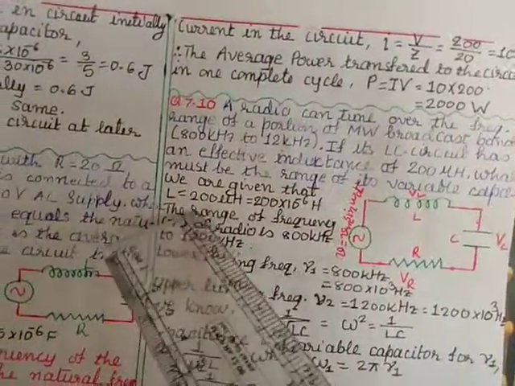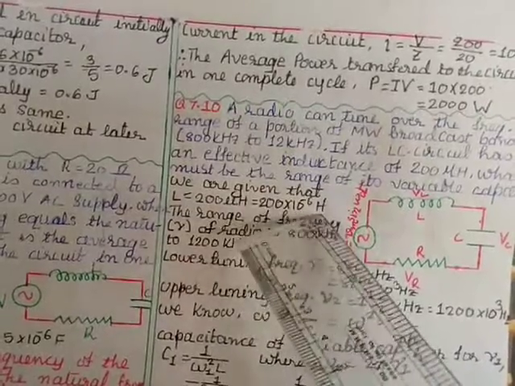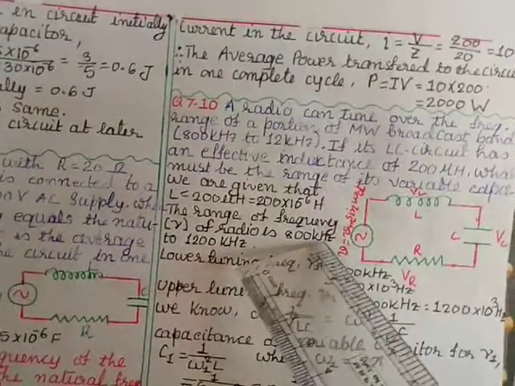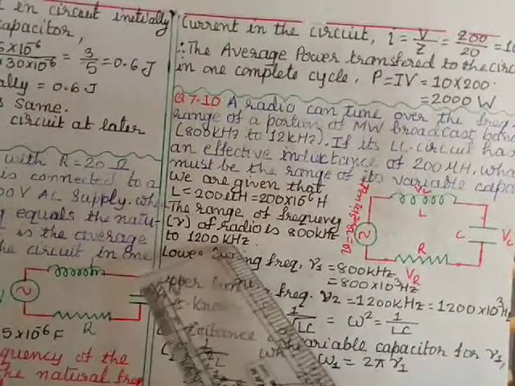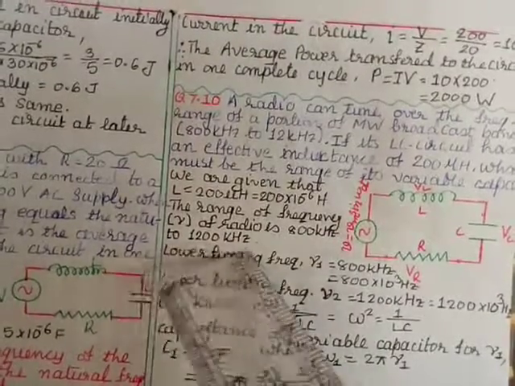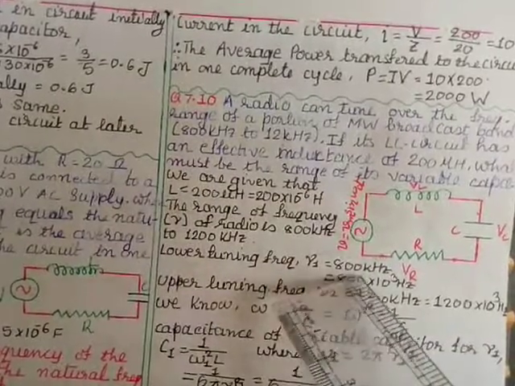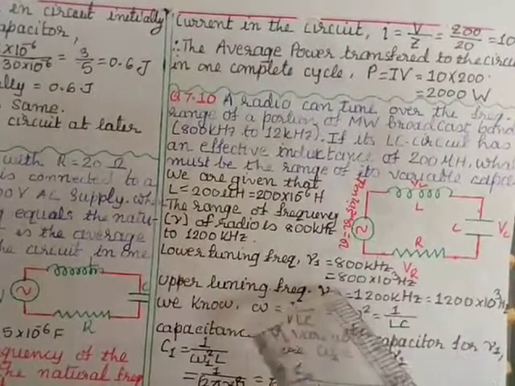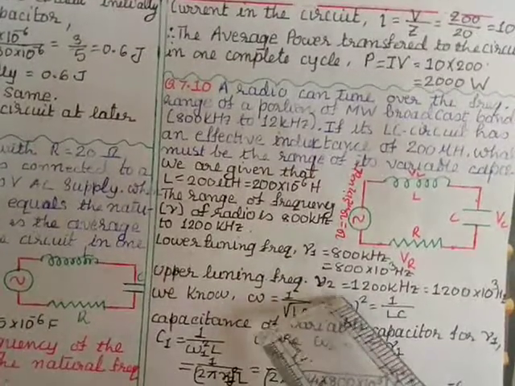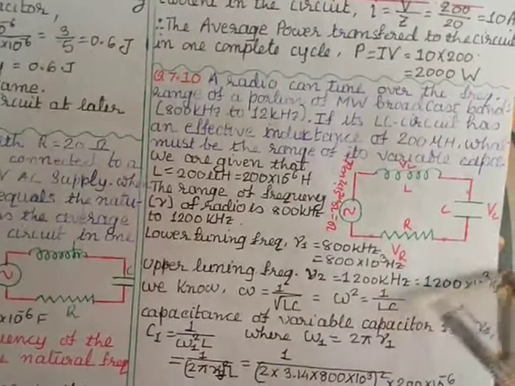We are given that L is equal to 200 microhenry. In henry, it is 200 into 10 to the power minus 6. The range of frequency nu of the radio is 800 kilohertz to 1200 kilohertz. This you call the lower tuning frequency nu1, and this you call the upper tuning frequency nu2. Lower tuning frequency nu1 is equal to 800 kilohertz, converted into hertz by multiplying by 10 to the power 3. Upper tuning frequency nu2 is equal to 1200 kilohertz, converted into hertz by multiplying by 10 to the power 3.